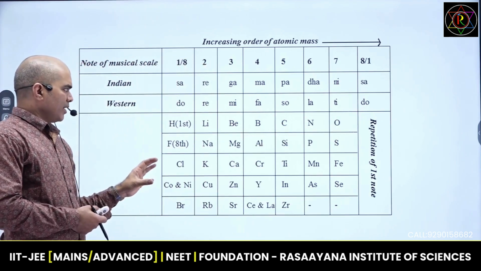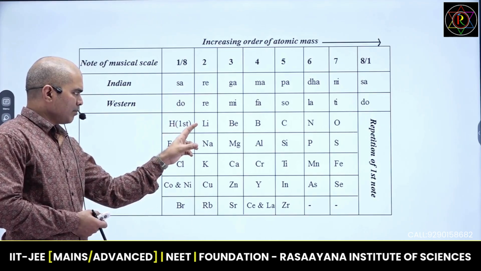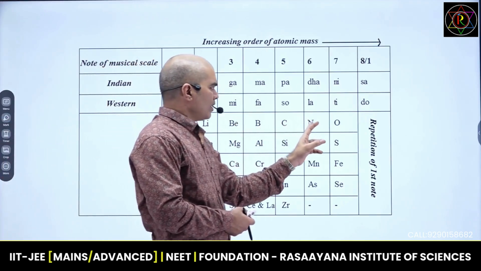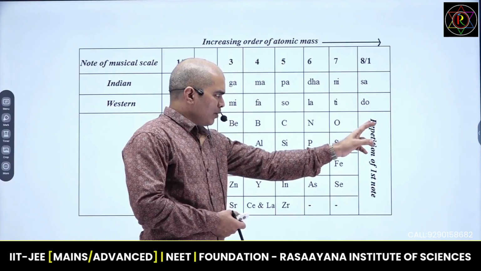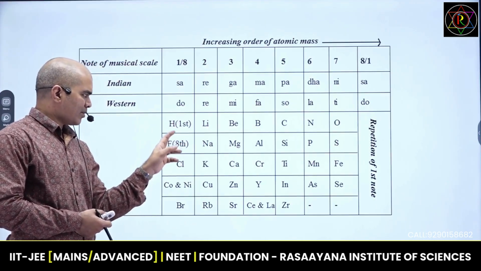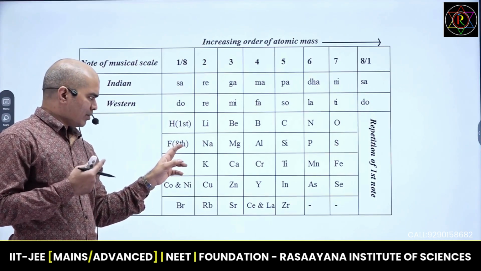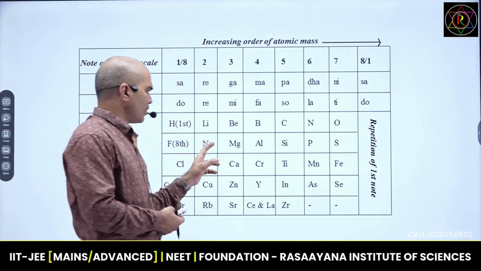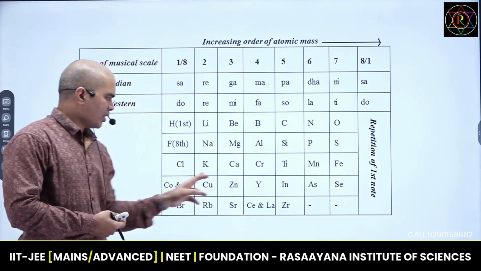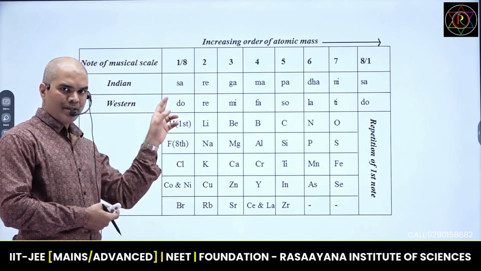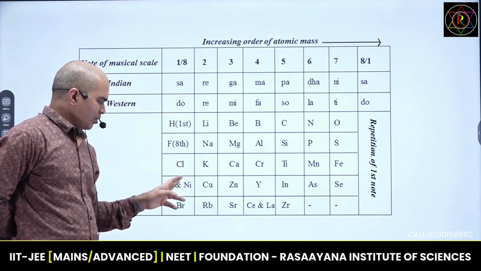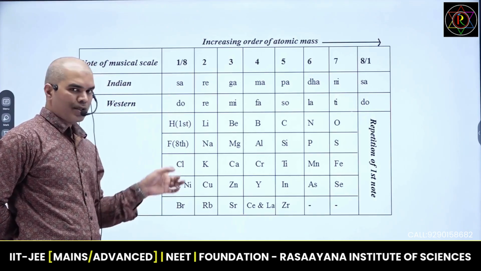If you clearly look at the elements, hydrogen, helium is not given. After hydrogen is lithium, beryllium, boron, carbon, nitrogen, oxygen. Then fluorine, which is the eighth element, should be the repetition of the first element. Therefore it is kept under hydrogen. After fluorine we should have neon, but neon is not given. Directly we went to sodium, magnesium, aluminum, silicon, phosphorus, sulfur. After sulfur, chlorine is the repetition of the first element. So in the repetition of the first element we got hydrogen, fluorine, chlorine. Cobalt and nickel and bromine have also come in this group.